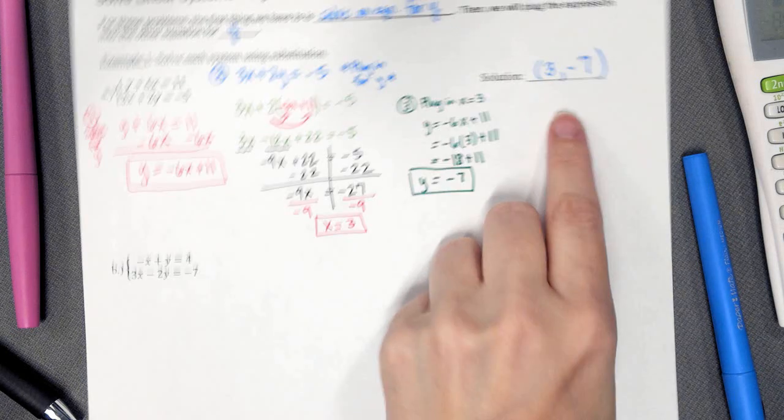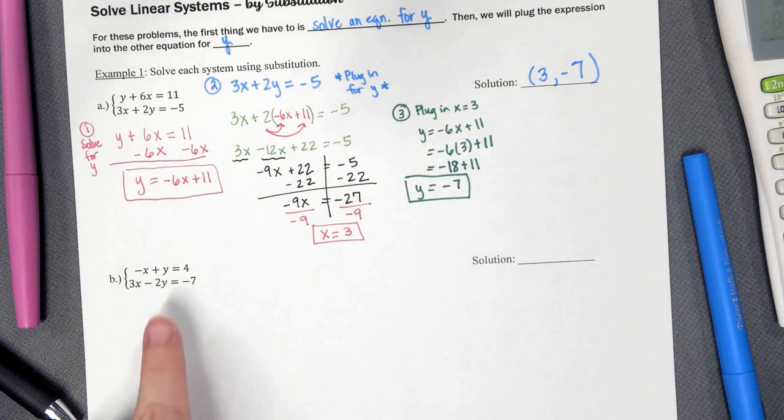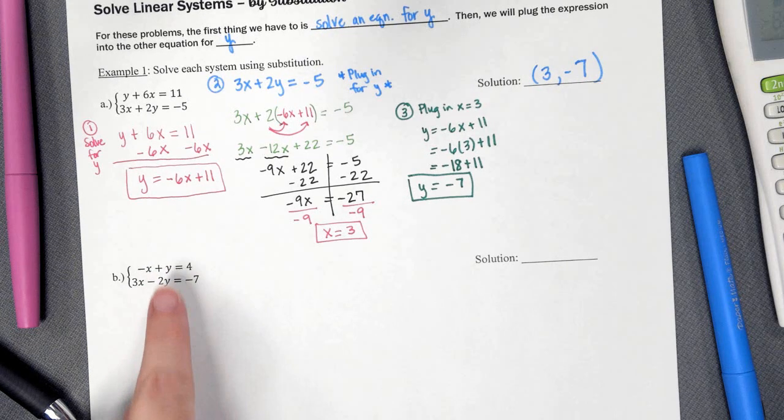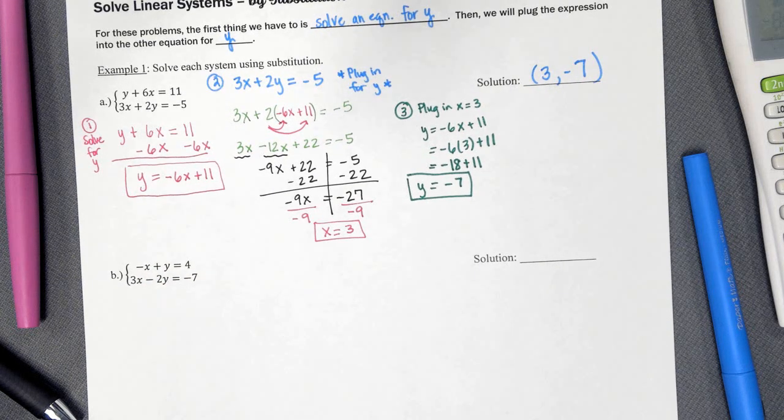Alright, and then after you have that written down, I want you to look at these two equations. Write down the one that we are going to solve for y. So write down the one where you are going to solve for y.